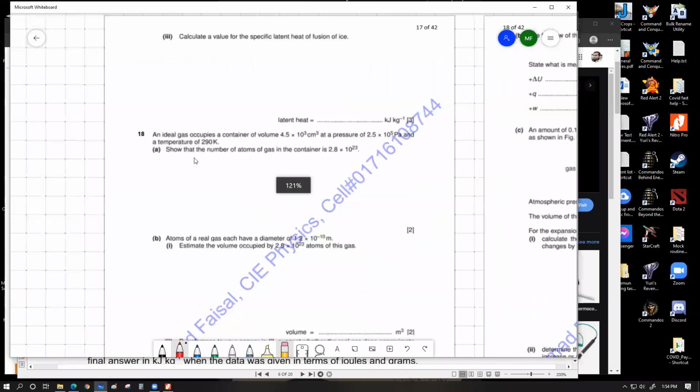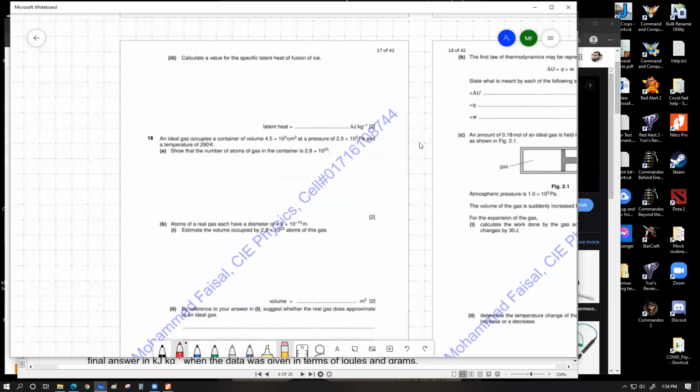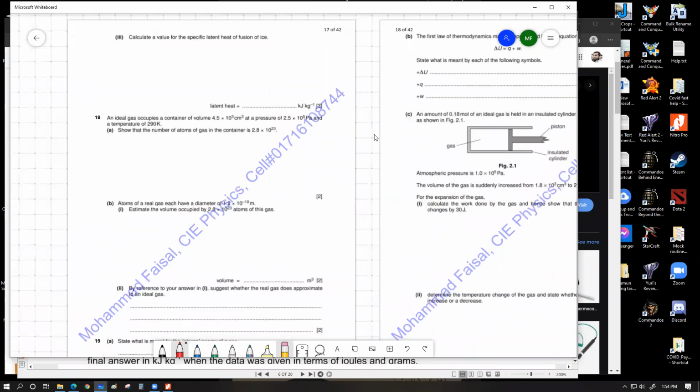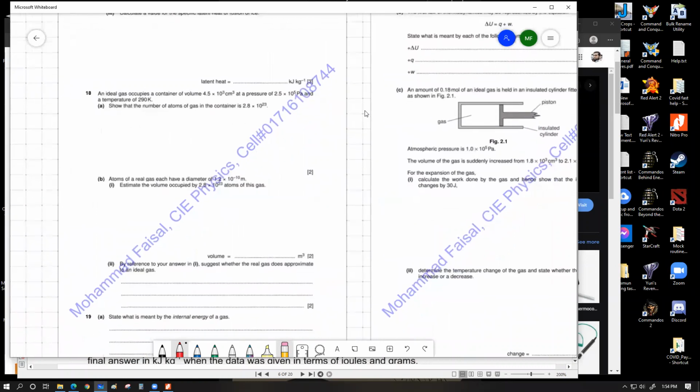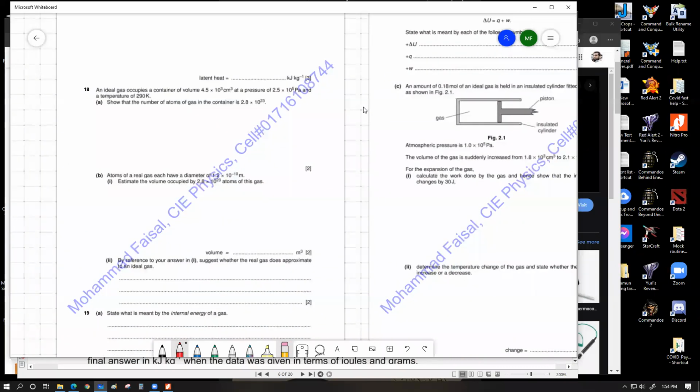So question number 18, pretty simple. Just put numbers. This question is a bit of a theoretical question. This is actually pretty simple.